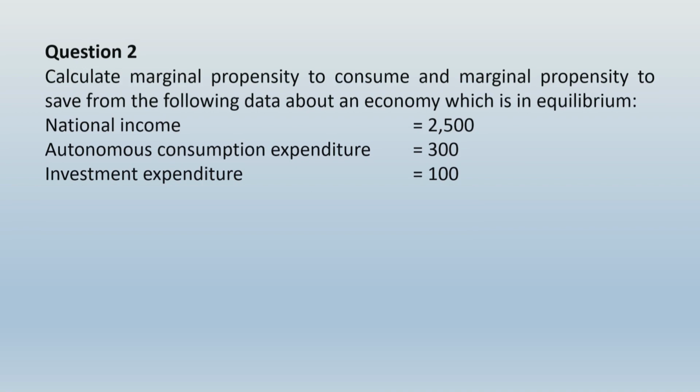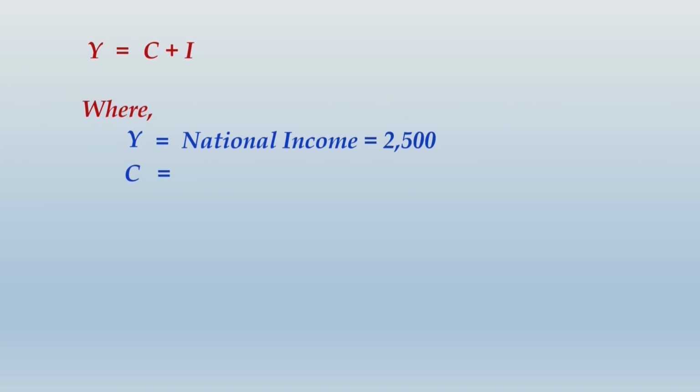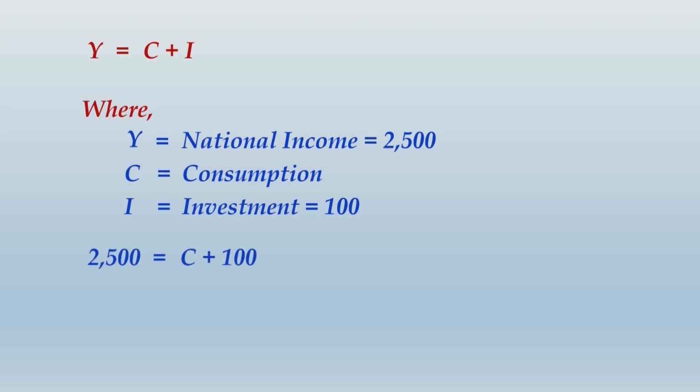So through that you can find the marginal propensity to consume, and once you get the marginal propensity to consume, that is the ratio B, then marginal propensity to save is simply 1 minus B. So let us look into how to present the solution. Y equals to C plus I. So Y is your national income and C is the consumption and I is the investment. So 2500 equals to C plus 100. So C's value will be 2400.